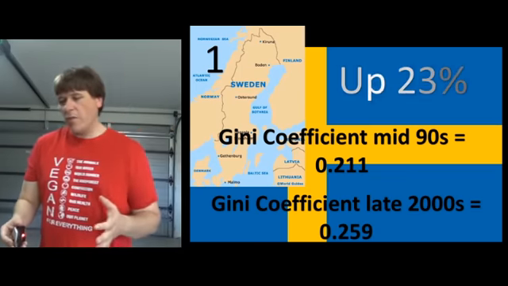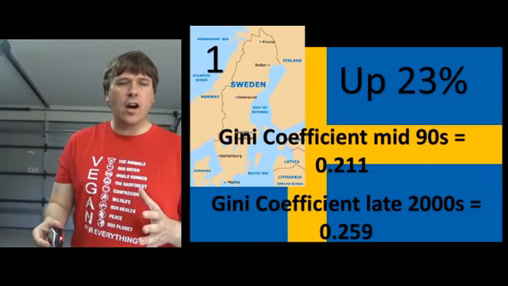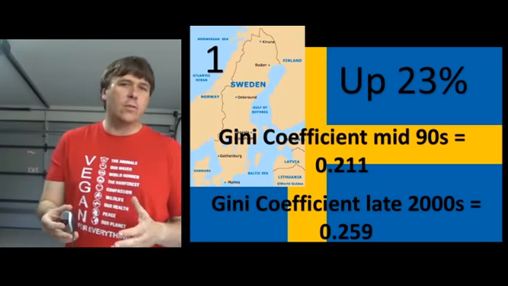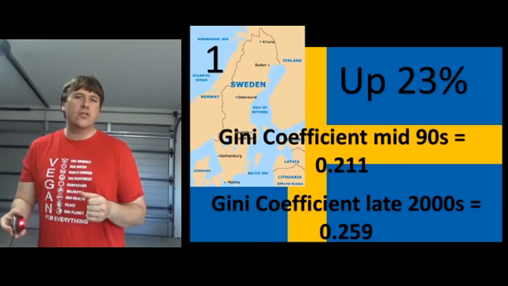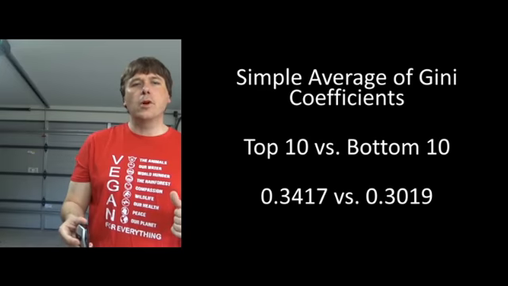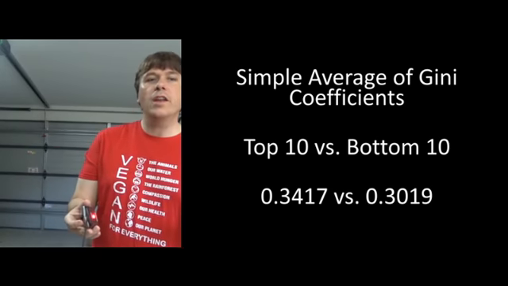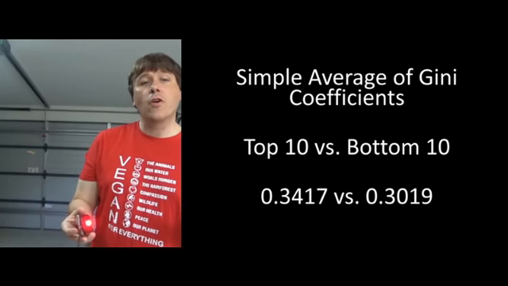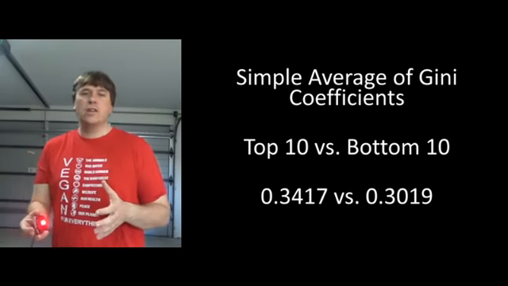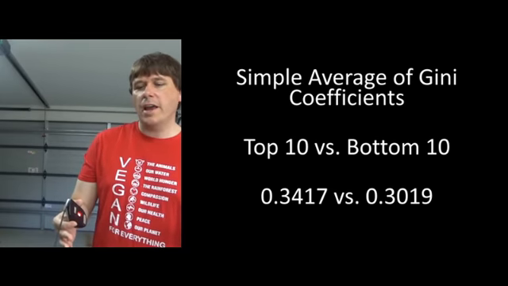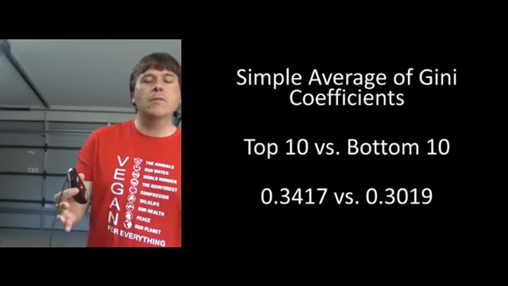All the numbers that we've covered are the Gini coefficient after we've deducted tax. So you'd expect the before-tax figure to be a little bit higher. Before I wrap up, something interesting to note when you look at the top 10 versus the bottom 10: the Gini coefficient for our top 10, those with reduced inequality, is reasonably high at 0.3417, compared to our bottom 10, which is 0.3019. As you can see, the countries where the gap is widening still have more equality in income than those countries where the gap is decreasing.